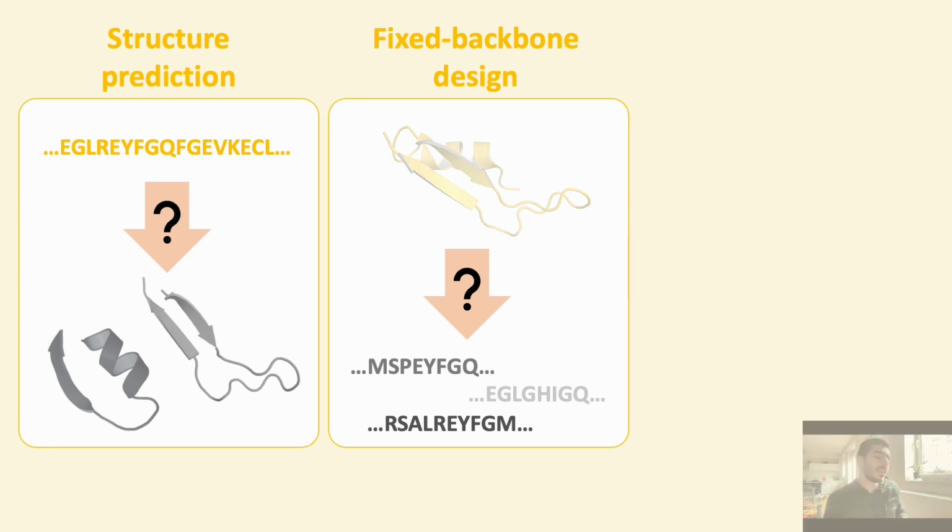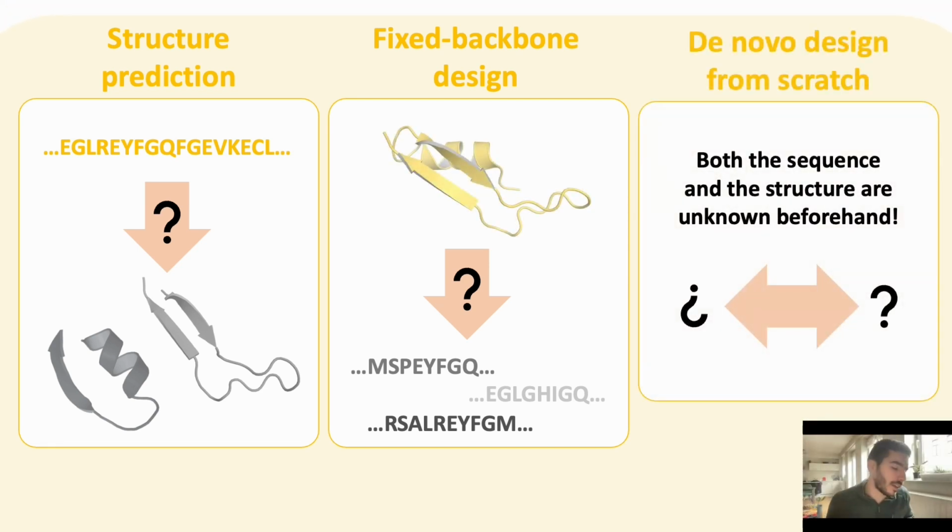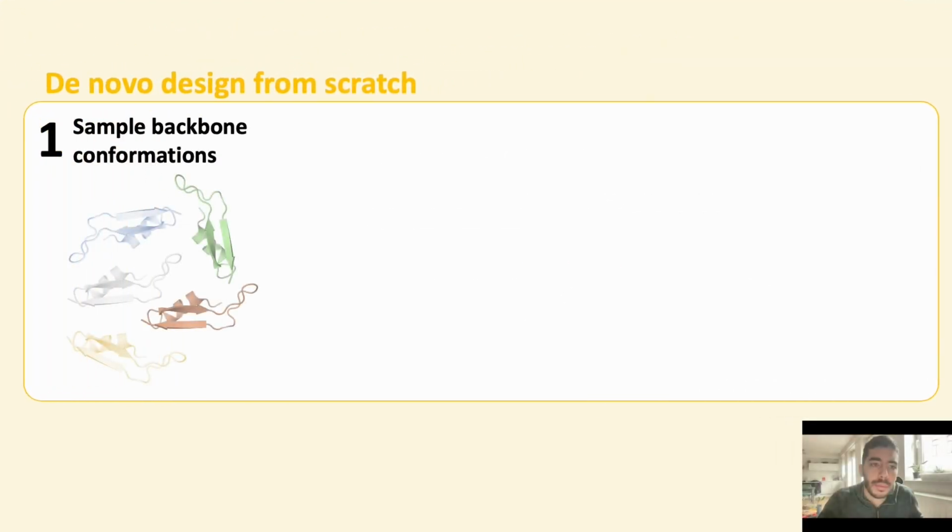Finally, we have the case with the highest number of degrees of freedom, that is when we don't know either the sequence or the structure. And for that, usually researchers take three main steps. First, they sample backbone conformations. So they start the design process.